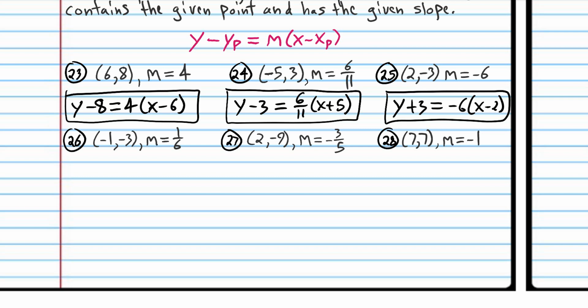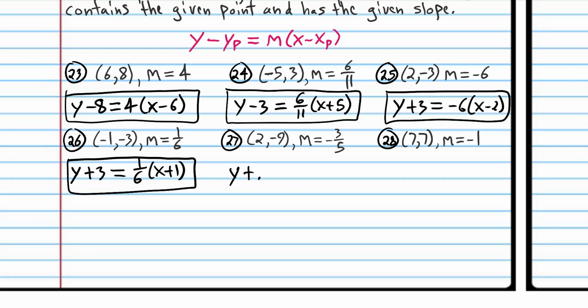All right, we're back. Y plus 3 equals 1/6 x plus 1. If you got that answer, good job. Again, we're writing point-slope form given the slope and a point on the line. Y plus 9 is equal to negative 3/5 x minus 2. If you got that answer, good job.